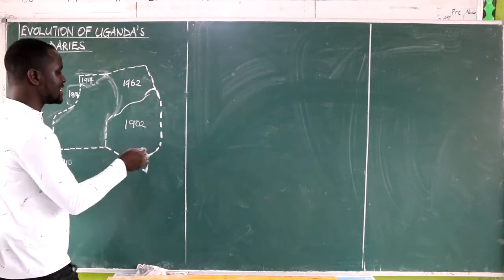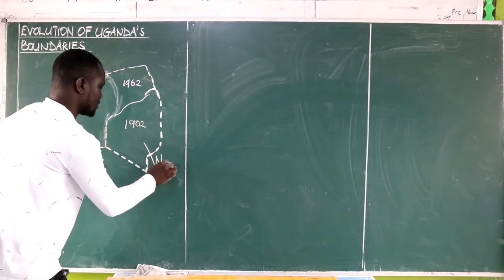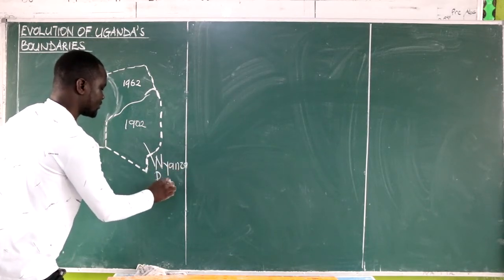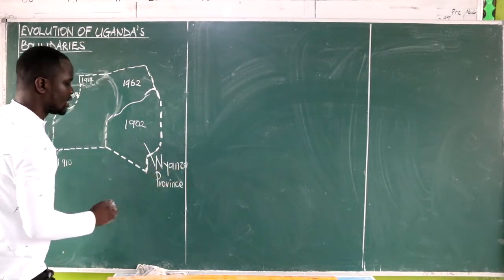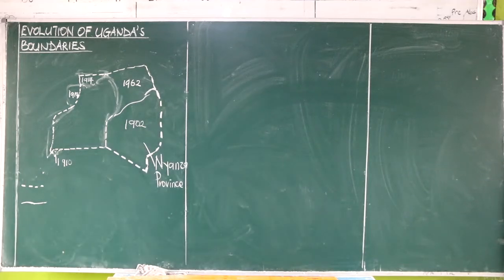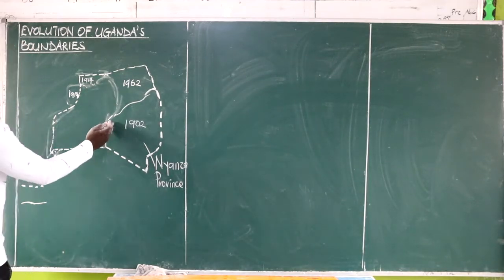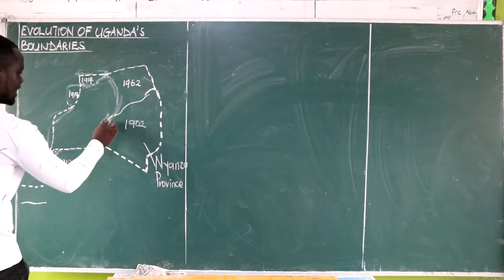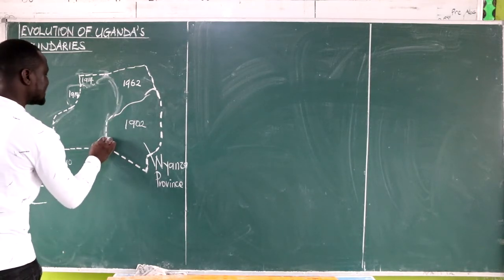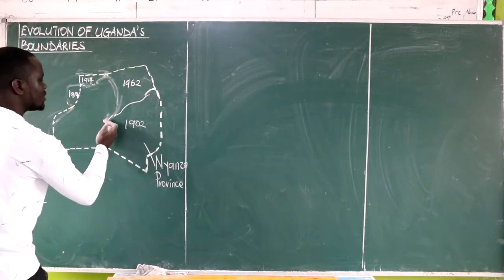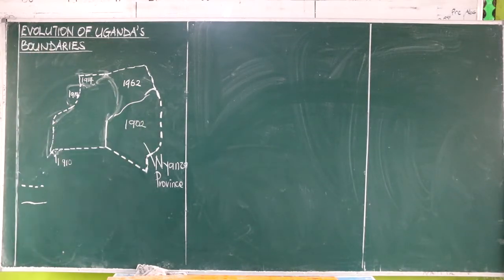We call it Nyanza province. Now, the Nyanza province was removed from Uganda. Remember, it was part of Uganda, and now another border was put here to cut it away, meaning it was now given to Kenya. Now, why?